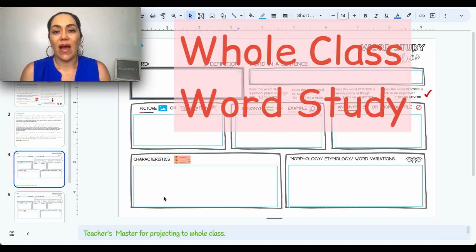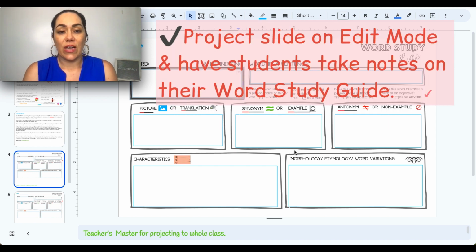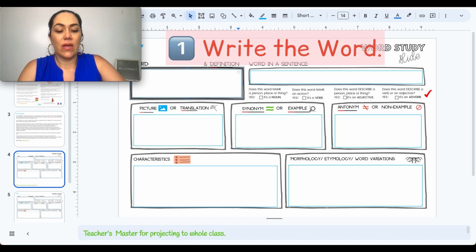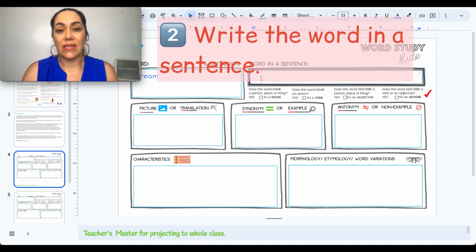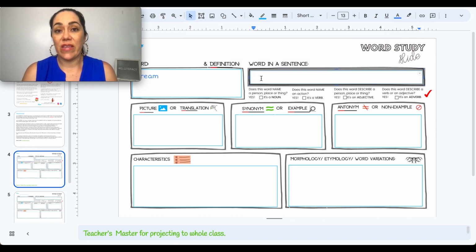Now, let me show you how I use this in a whole class lesson. I start by projecting this slide and my students take notes as we study the word together. The very first thing that I have them do is write the word that we are studying, and then I have them either look up a sentence where they can find the word in their notes or the text that we are reading, or as a class we come up with a sentence that contains the word. For this word, we're going to use this sentence. My dream is to become a teacher.